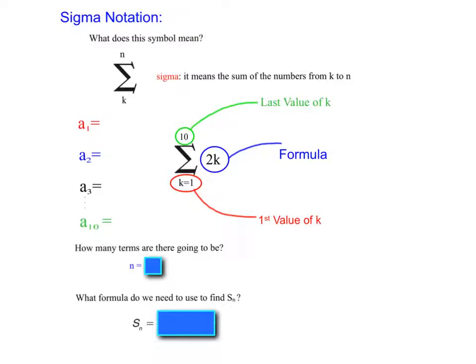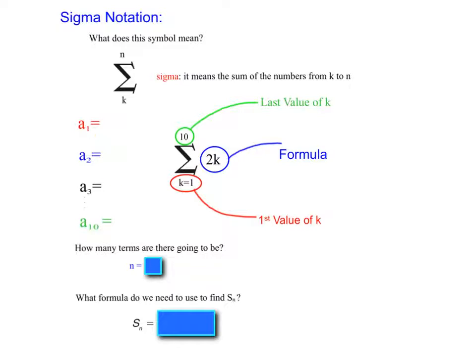Okay, let's take a few moments and let's just review what sigma notation meant. Sigma notation, remember the sigma, it means the sum of the numbers from k to n. Okay, so k equals 1 to 10. So you're doing the first 10 terms, starting with term 1, going to 10. You're adding all those up, you're plugging it into this formula here.